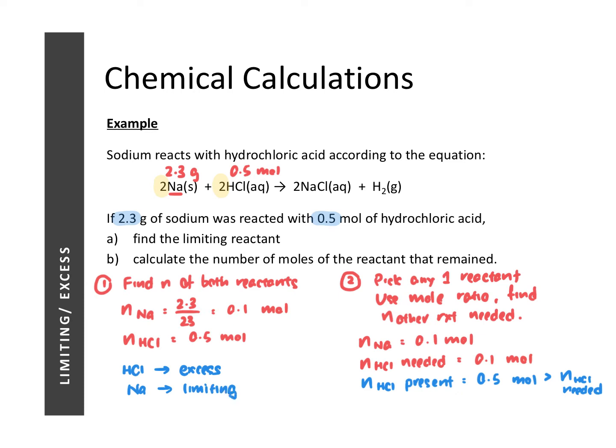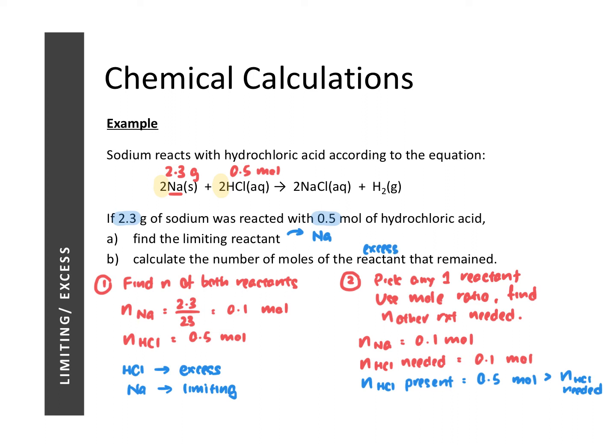Now you may be wondering what happens if I had picked hydrochloric acid and used the mole ratio to find the number of moles of sodium needed. You will arrive at the exact same conclusion. So it doesn't matter which reactant you pick, if you follow the correct steps, you will arrive at the same conclusion. Okay, so we have found that the limiting reactant here is sodium, and for part B, you are supposed to calculate the number of moles of the reactant that remain, that is left over. So it is the excess reactant that is left over.